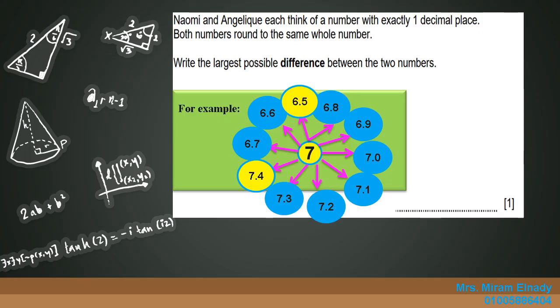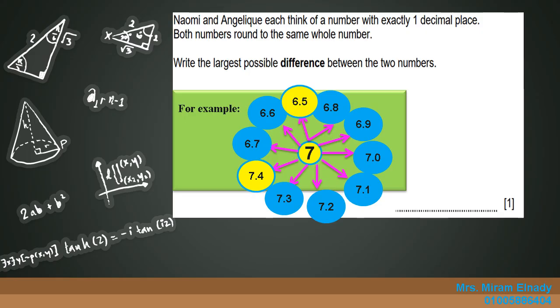Remember that each number, when we round it to the nearest whole number, has numbers below it and numbers above it that will round to the same exact number. The largest number here is 7.4, which will round to 7, because I cannot say 7.5. 7.5 will be 8. Also, the smallest number that rounds to 7 is 6.5. I cannot say 6.4, 6.3, 6.2, because they will round to 6.